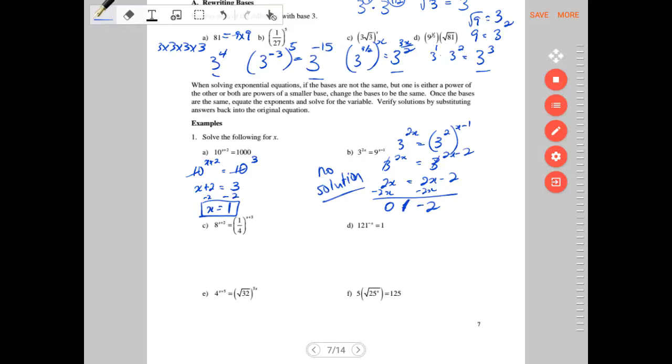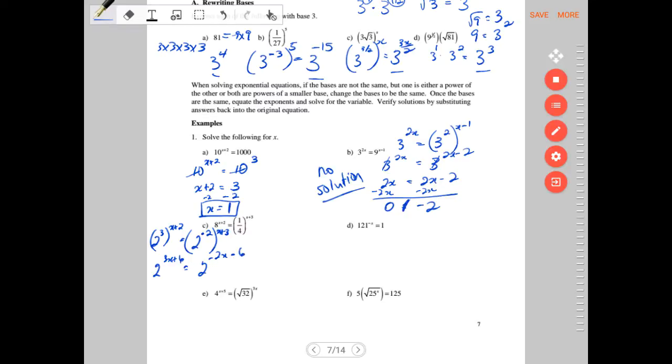All right, part C. Again, 8 and 1 over 4 are not the same base. 1 over 4 cannot be made into 8, but they both can have a base of 2. So 8 is 2 to the power of 3, all to the power of x plus 2, equals. 4 is 2 to the 2, so 1/4 is 2 to the negative 2, because again you want to take the reciprocal there, all to the x plus 3. Again I'm going to multiply the exponents together, so that becomes 2 to the 3x plus 6 equals 2 to the negative 2x minus 6.